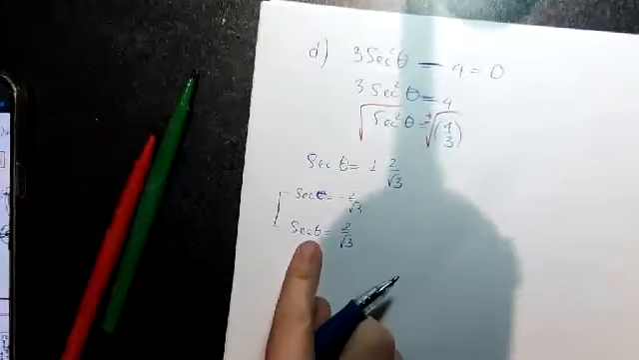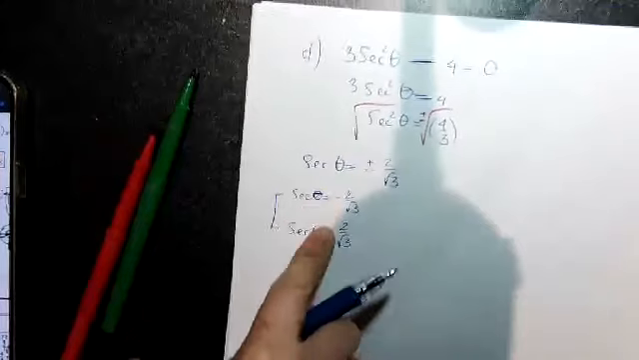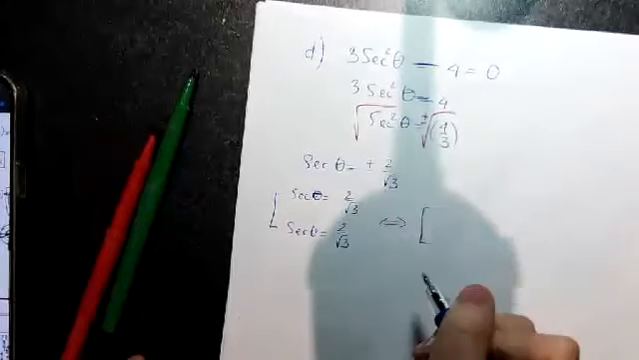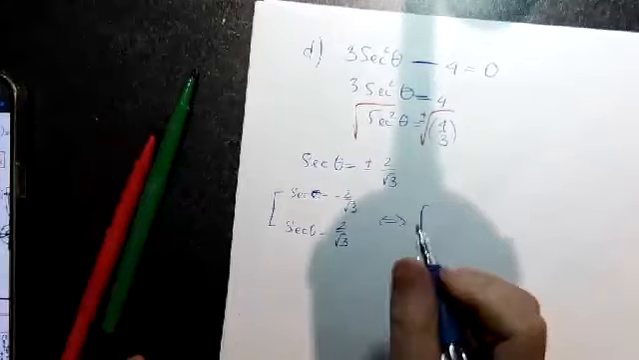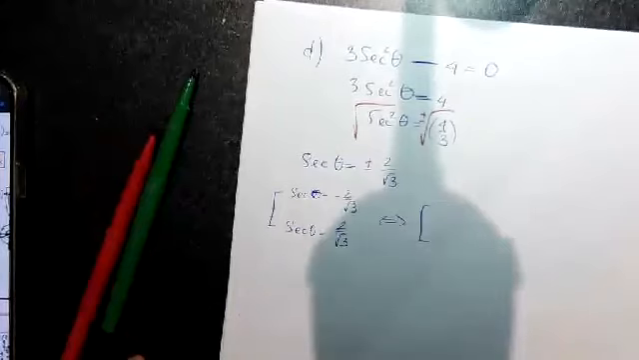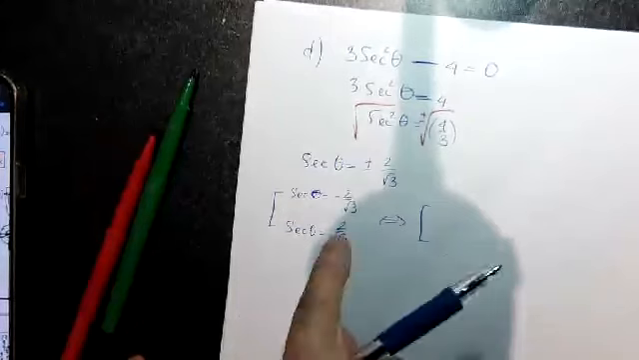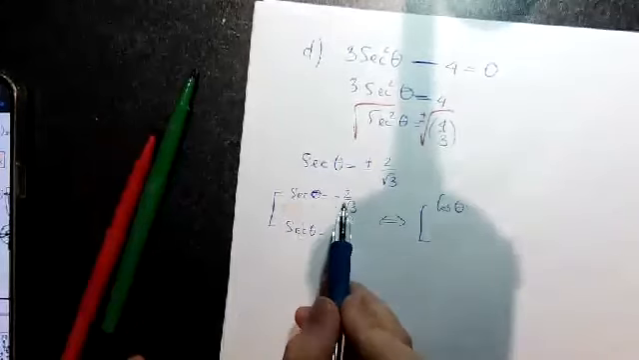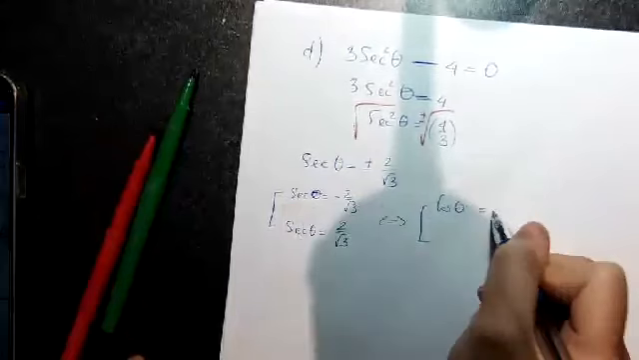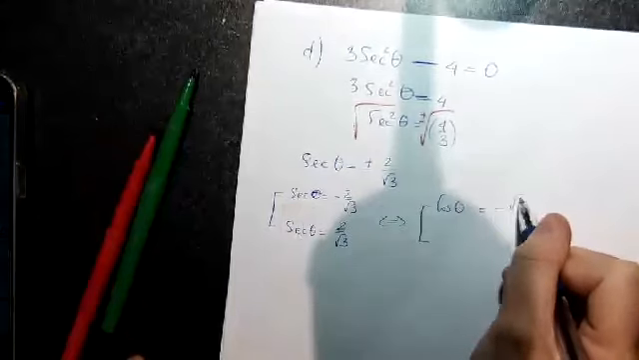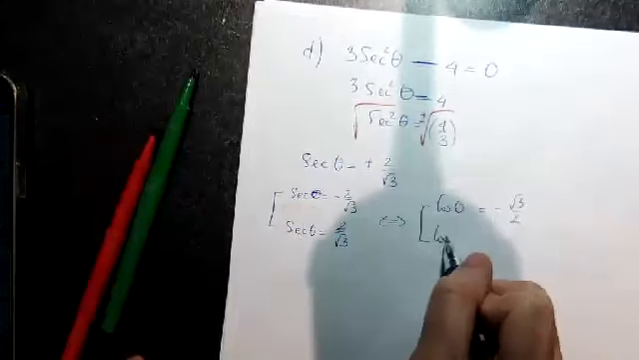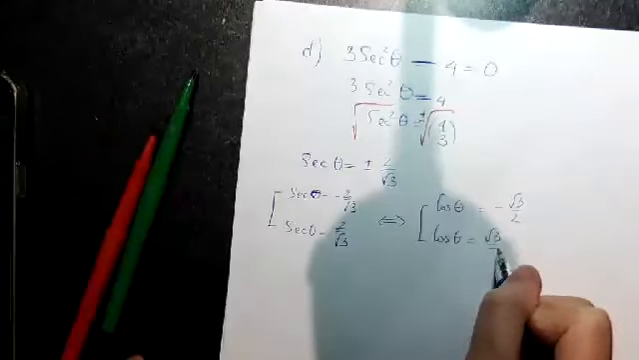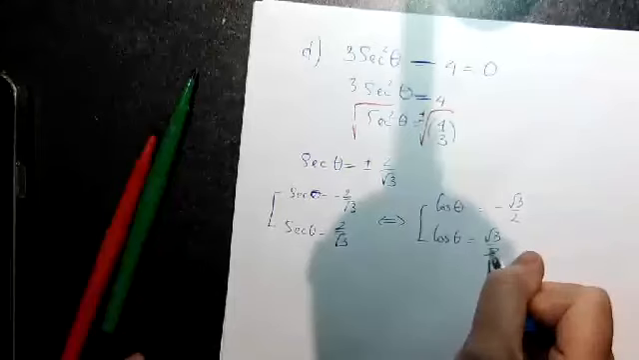Now, you don't want secant. You can't look it up on the unit circle. Can I change it into cosine? Remember, secant and cosine, they are what? They're reciprocals, right? So all you have to do is flip the fraction. So cosine is going to be negative root 3 over 2, and down here cosine is positive root 3 over 2.